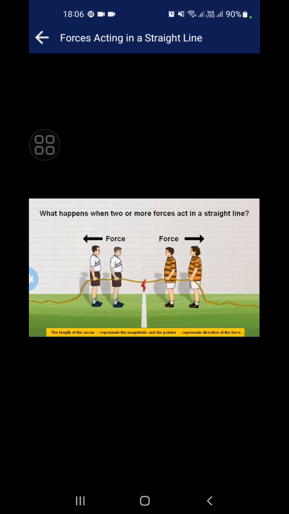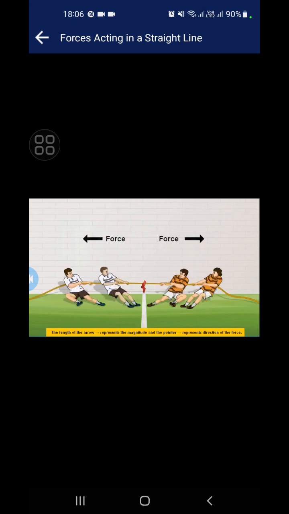Consider the game of tug of war, where players of two teams exert force from opposite sides of a rope by pulling. If both the teams, say A and B, pull with an equal force, the rope will not move. Can you guess why? Because equal but opposite forces cancel out each other.